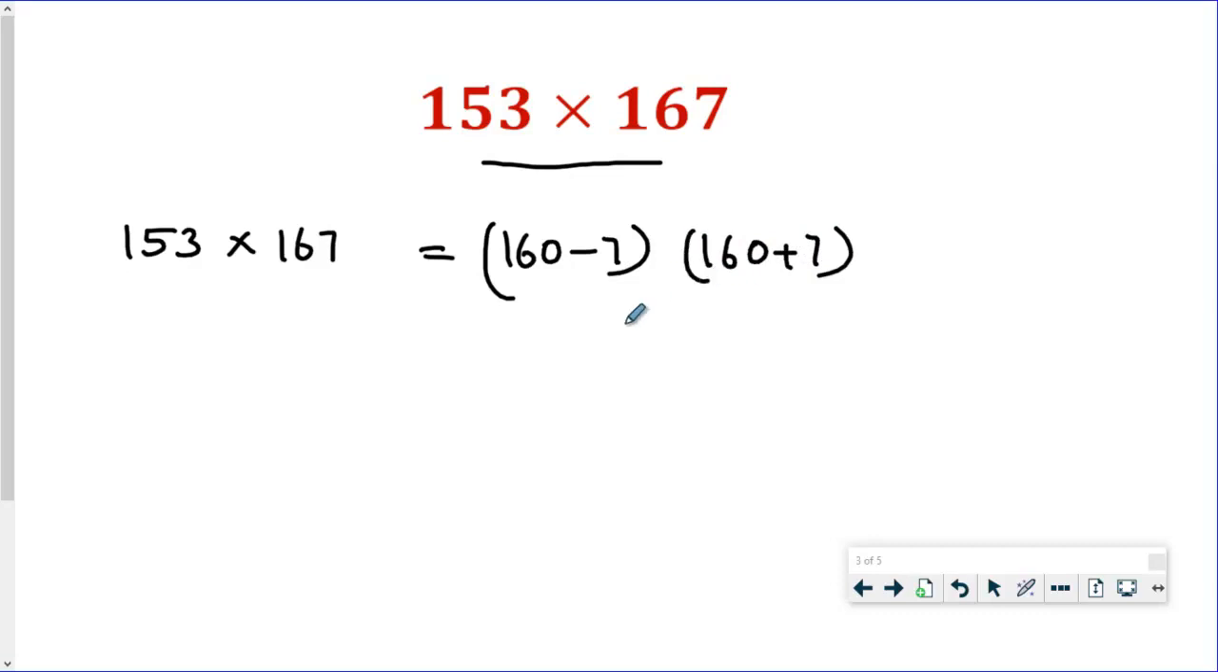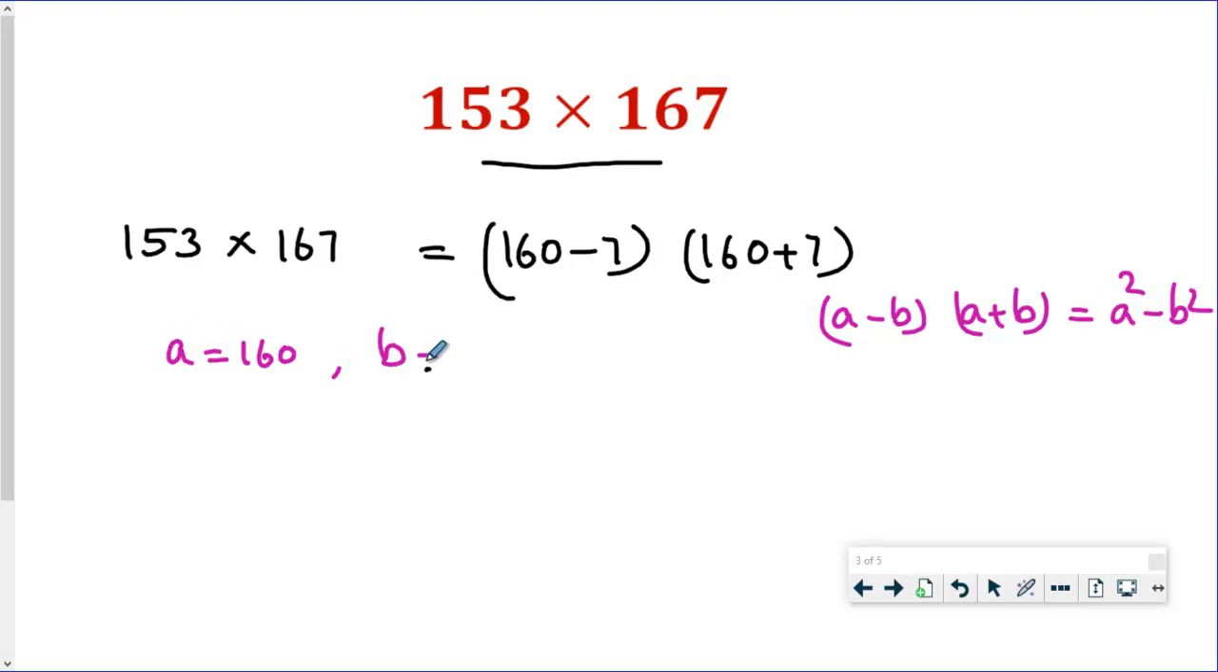So now in this expression, the first term is the same and the second term is the same. So we can use the identity (a minus b) into (a plus b), which is nothing but a square minus b square. Comparing the identity with the expression, we can write a is equal to 160 and b is equal to 7.